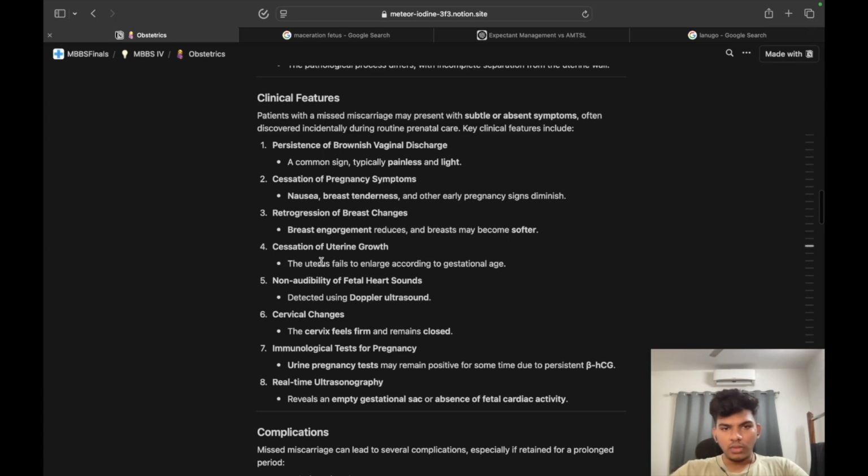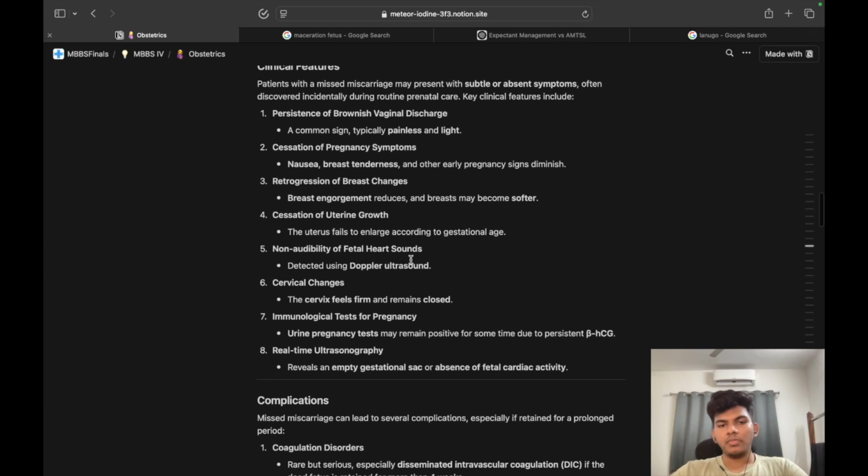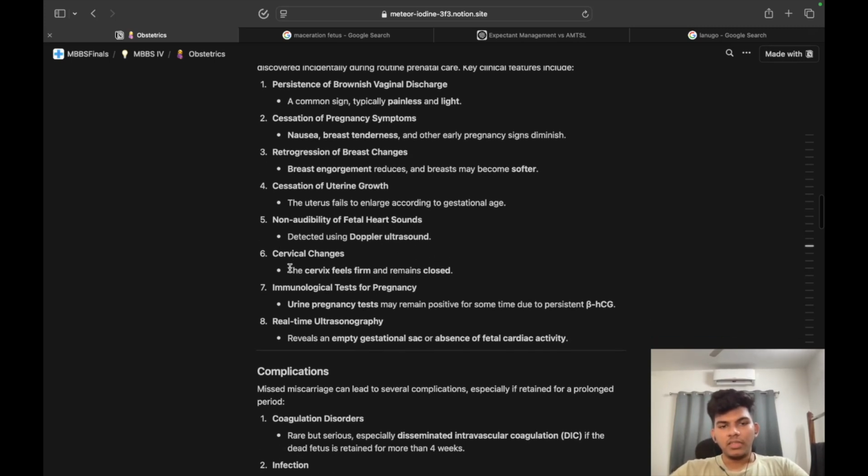Cessation of uterine growth. The uterus fails to enlarge according to gestational age. Non-audibility of fetal heart sounds, detected using Doppler ultrasound. So fetal heart sounds are not audible anymore. Cervical changes: the cervix feels firm and remains closed. So it is closed, that's why it is missed. It is retained inside. Immunological tests: UPT may remain positive for some time due to persistent beta HCG. Real-time ultrasonography reveals an empty gestational sac or absent fetal cardiac activity.